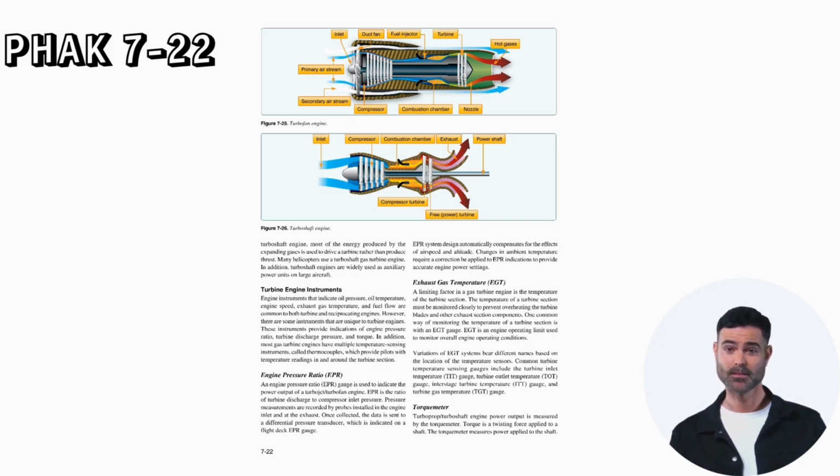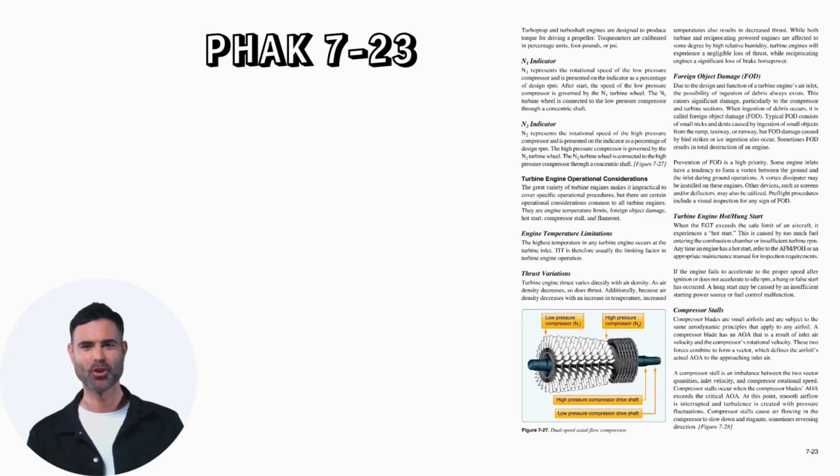Torque meter. Turboprop and turboshaft engine power output is measured by the torque meter. Torque is a twisting force applied to a shaft. The torque meter measures power applied to the shaft. Turboprop and turboshaft engines are designed to produce torque for driving a propeller. Torquemeters are calibrated in percentage units, foot-pounds, or PSI.